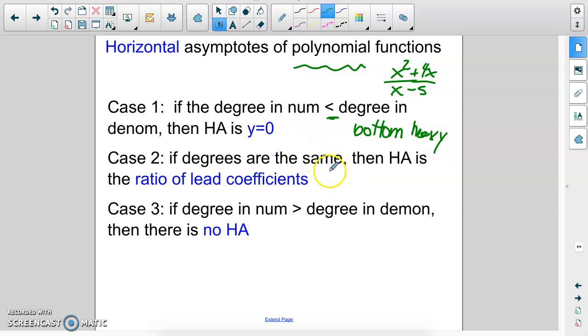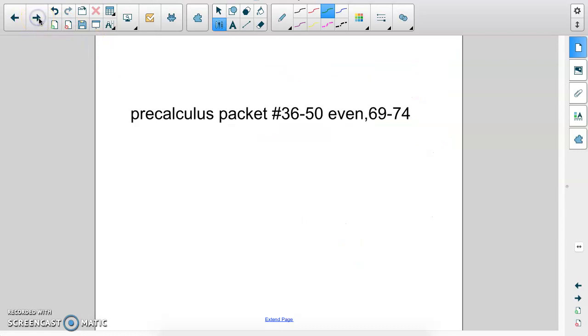If the degrees are the same, use the ratio of the lead coefficients. So you just take the numbers that are out in front and divide those two. And if the degree in the top is bigger than the degree in the bottom, so you called that top heavy, then there is no horizontal asymptote. There you go. Then there's no horizontal asymptote. So this one would be top heavy. It would have no horizontal asymptote.